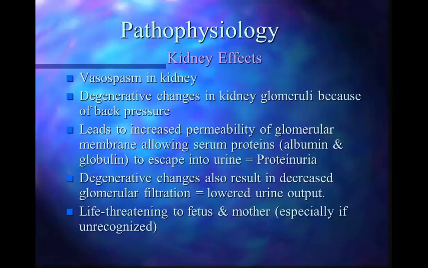Now remember, proteins are huge molecules, and so normally you're not going to find them in the urine. You have to have holes in the glomerulus, and that's what we mean by permeability, that you have holes, and that's the only way that you can have protein escaping into the urine. Those degenerative changes also result in decreased glomerular filtration, so now their urine output goes down. And this is very life-threatening to the fetus and the mom, especially if it is unrecognized.